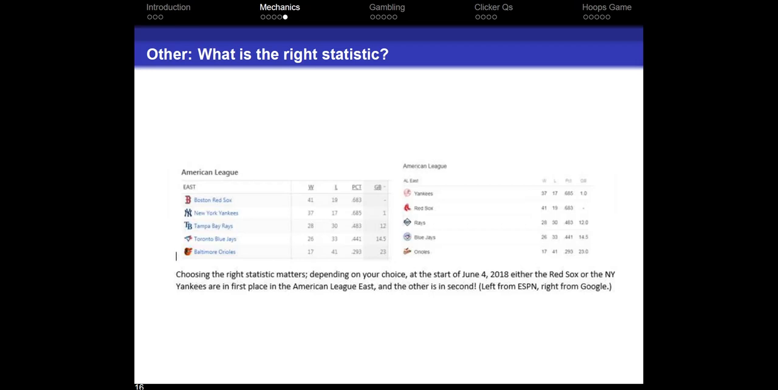The Yankees amazingly have a slightly better winning percentage because the Sox had played six games more and had gone 4-2. 4-2 is what winning percentage? 666. Both teams, 683, 685, both teams are actually doing so well that going four out of six actually lowered the winning percentage. Which is the right statistic?